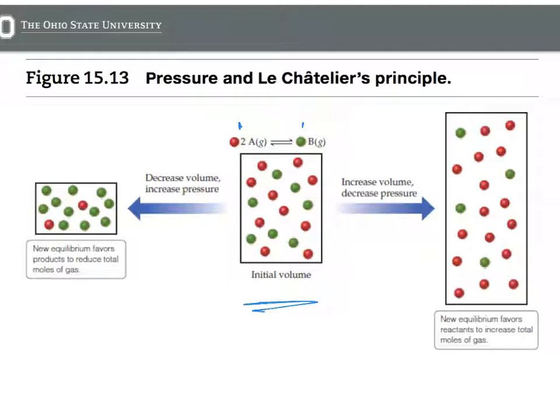Okay, so A and B are in equilibrium. And then the first thing we're going to do is decrease the volume of the box and thereby increase the pressure. And what do you see happens? A lot fewer A spheres and a lot more B spheres. A lot fewer red, a lot more green. This isn't colorblind friendly, I'm sorry. If you're colorblind, I apologize.